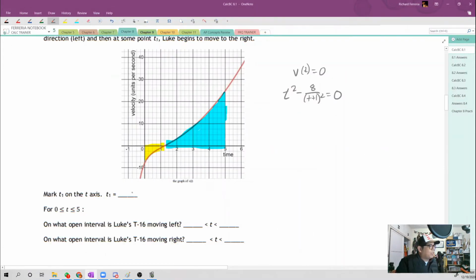Coming back over here, we'll just write that. 1.255, that's where we change from moving left to moving right. So on the interval from 0 to 5, Luke is moving to the left from 0 to 1.255 because the velocity is negative. And then we're moving to the right from 1.255 to t equals 5 because the velocity curve is above the axis.